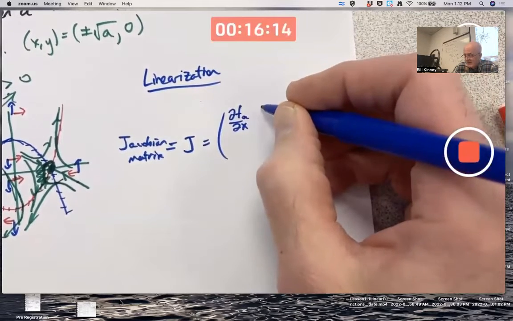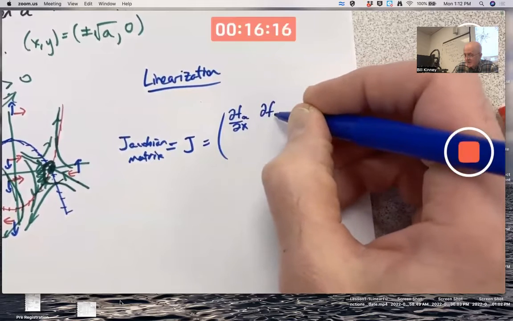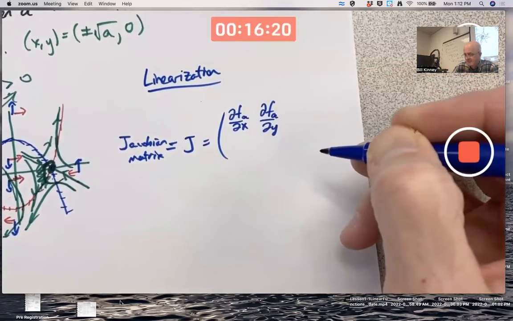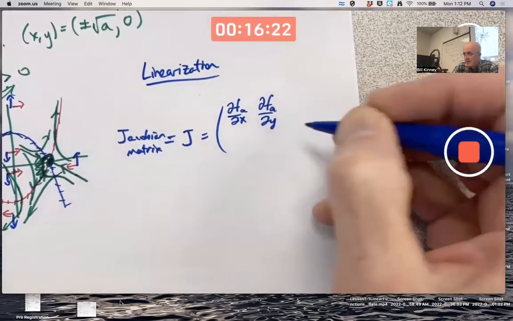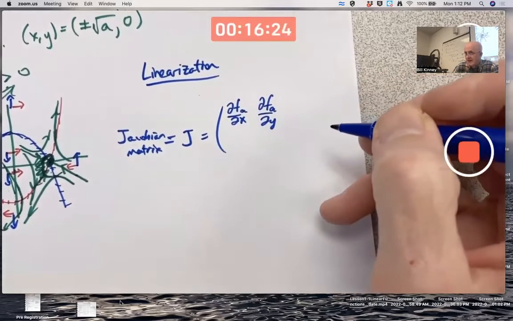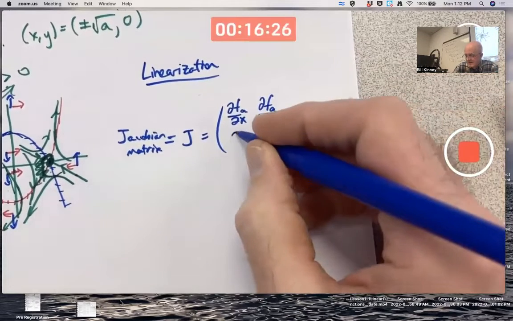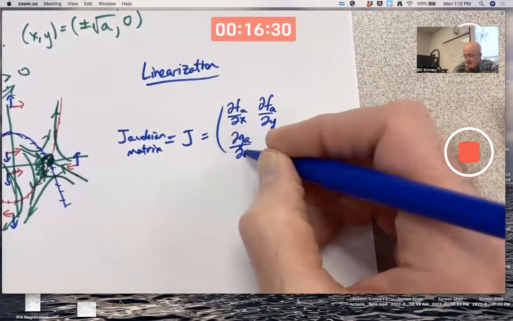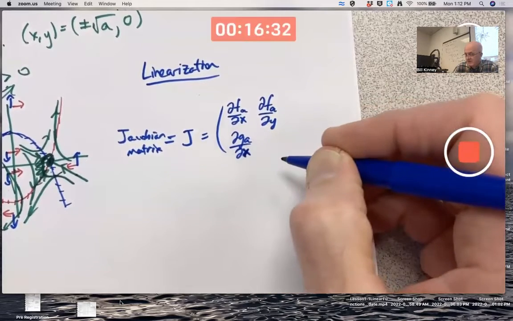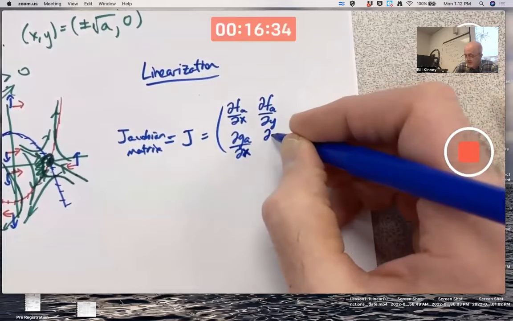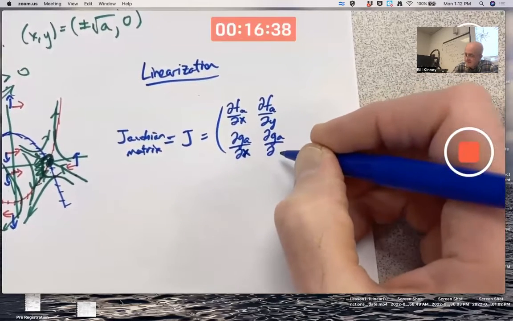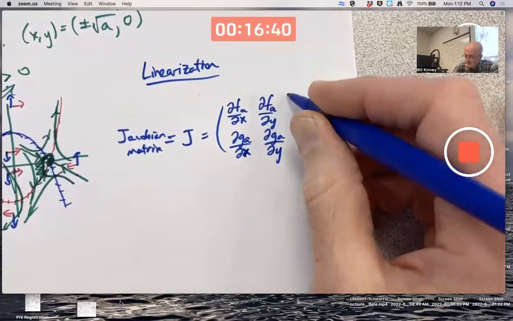This upper right entry is the partial of that first component with respect to the second variable. Again, the a is just the parameter here. I was tempted to not include it at first, but I'm including it. Lower left is the partial of the second component of the vector field with respect to the first variable, and lower right is the partial derivative of the second component with respect to the second variable.